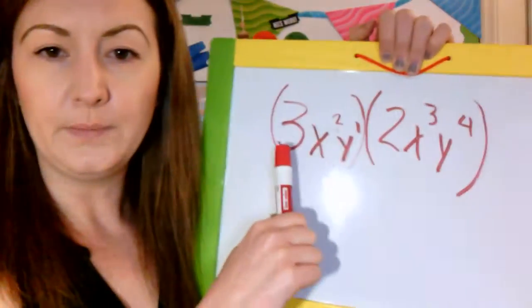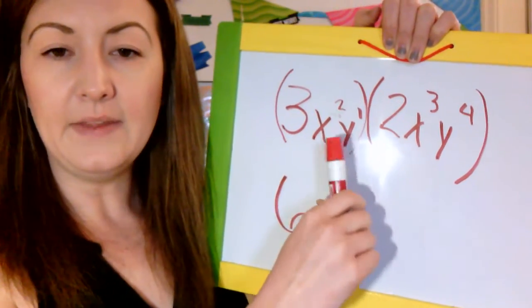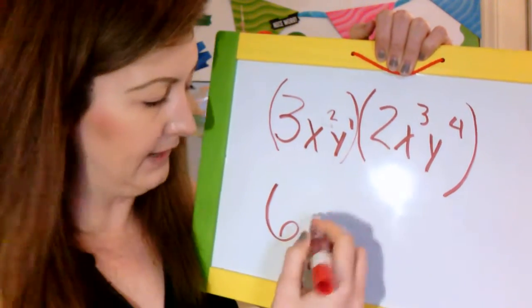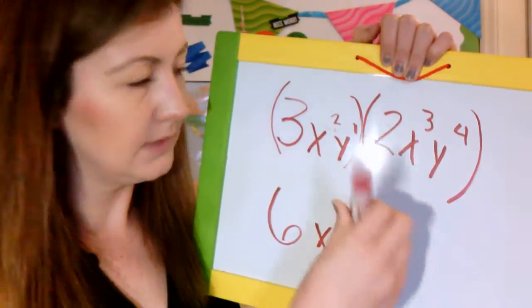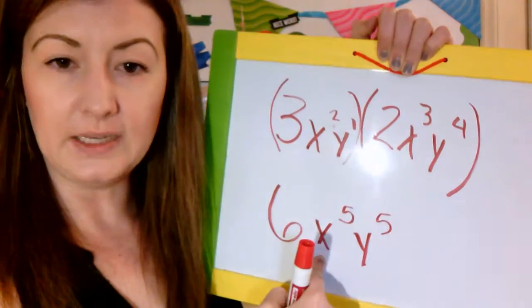So you would do 3 times 2, which gives you 6. And then it says to add your exponents up. So 2 plus 3 is 5. 1 plus 4 is 5 as well. And this was the answer you got.